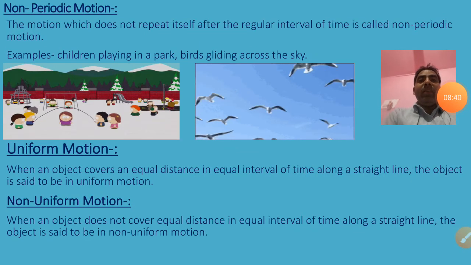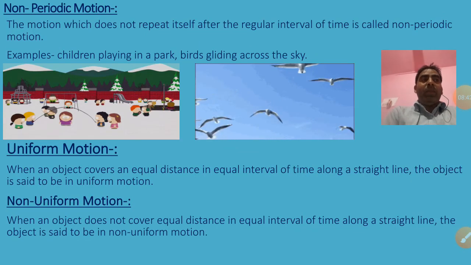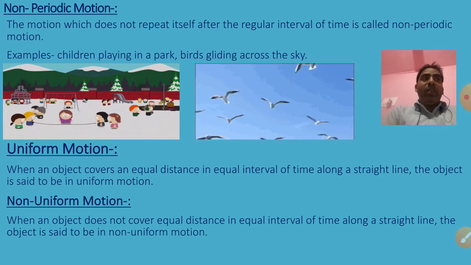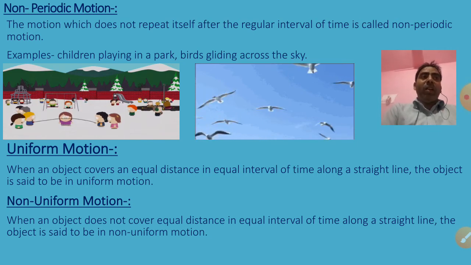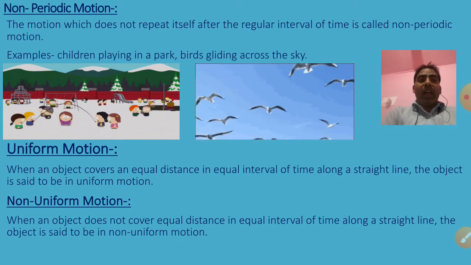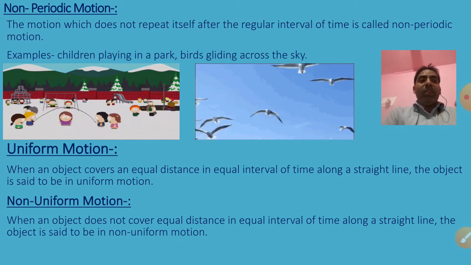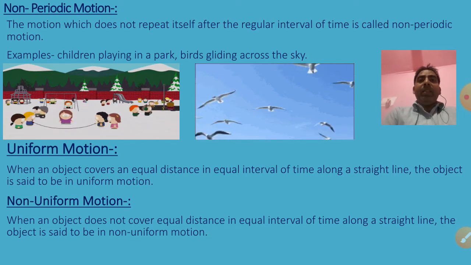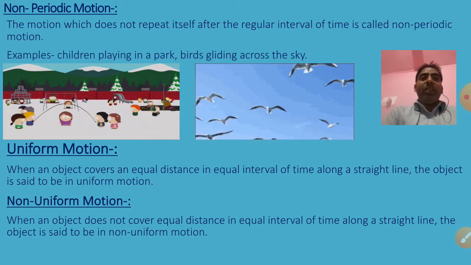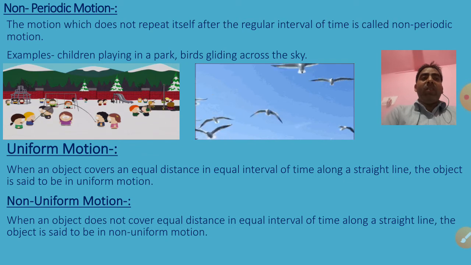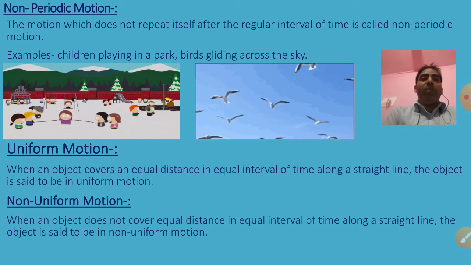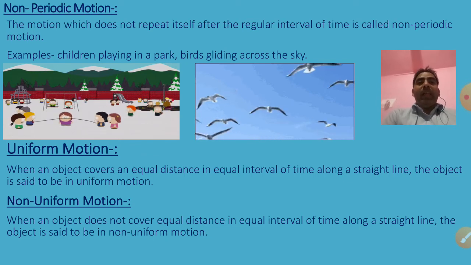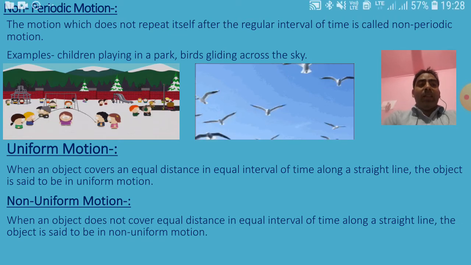Now we will see non-periodic motion. In periodic motion, what have you learned? The motion is repeated at a regular interval of time. Here, the motion which does not repeat itself after a regular interval of time is called non-periodic motion. You can see the example here.